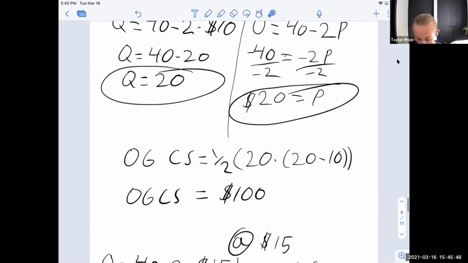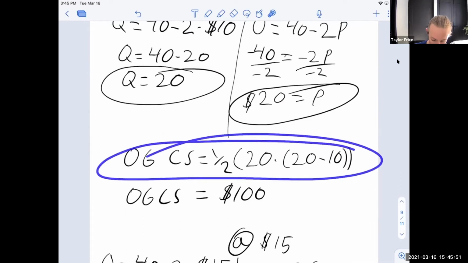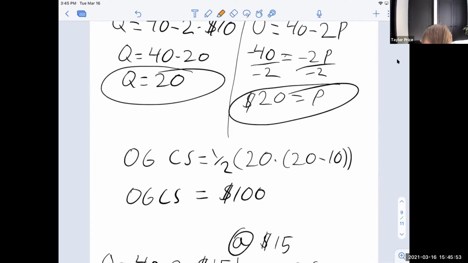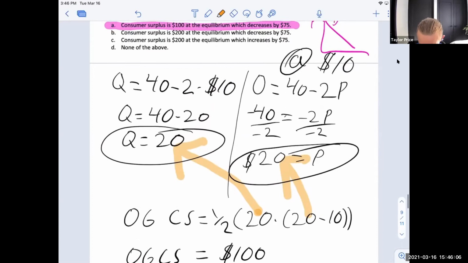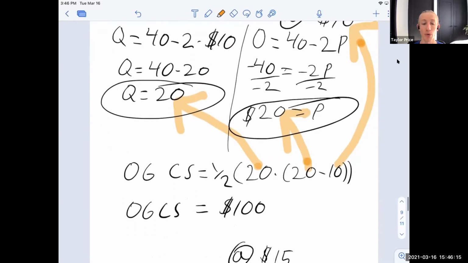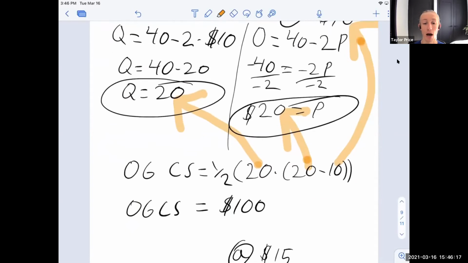So for the original consumer surplus, now we're going to take the 20, which is going to be the quantity. So we're taking the equilibrium quantity. Then we're going to take the equilibrium price. And then finally, the maximum price. This is the maximum price. And this is the equilibrium quantity. And so that's going to give us the $100 original consumer surplus.